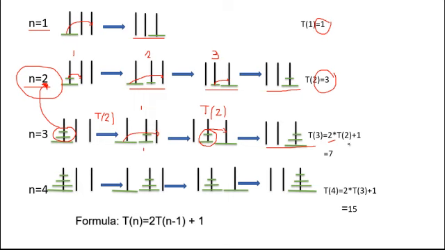So 3 times 2, we have 6, plus 1. So we get 7 moves to solve this puzzle.